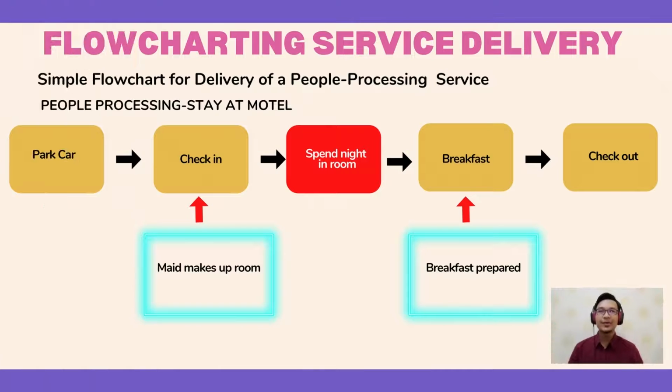Okay, next, let us see this simple flowchart for service delivery. People processing, stay at a motel. Firstly, park the car. Next, the customer will check in. Make up the room. After that, spend the night in a room. Next, breakfast. The breakfast is prepared, and finally, check out.